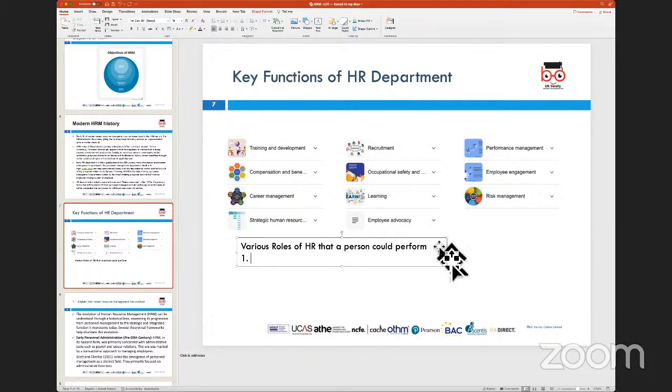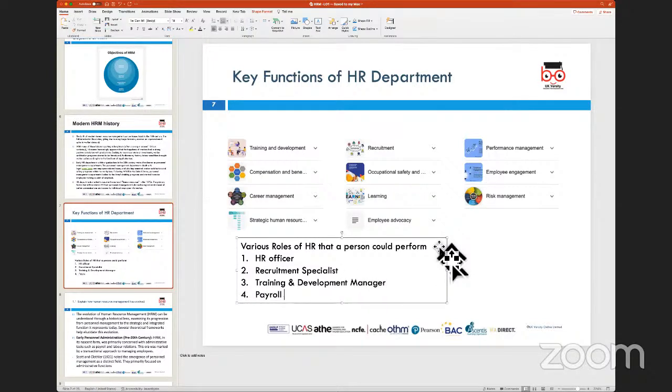So one role could be an HR officer. Then you could be a recruitment specialist, or a recruiter, within HR. You could be a training and development manager in an HR role. You could be a payroll manager. You could be somebody who is essentially looking at talent acquisition.